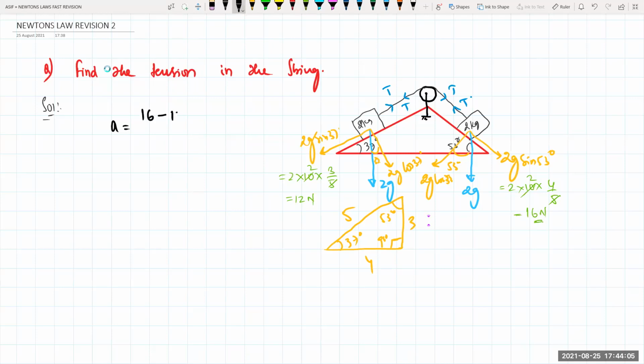Larger force 16 minus 12 by total mass. Total mass will be 2 plus 2, that will be equal to 4. So 16 minus 12 is how much? 4, sir. 4 by 4, that will be equal to how much? 1 meter per second square. Isn't it? Now I need the direction, beta.